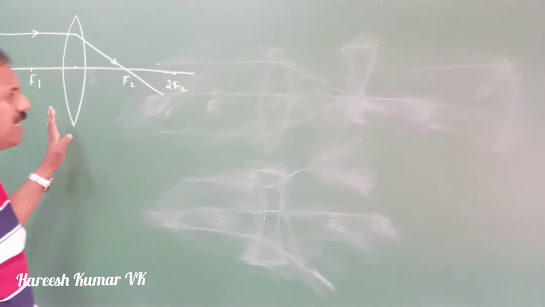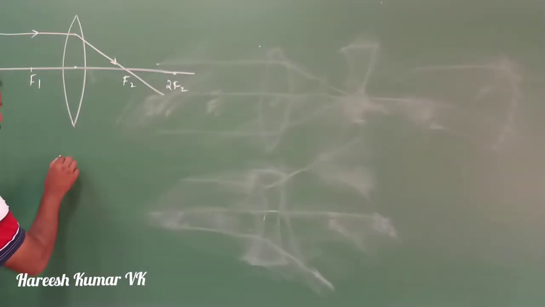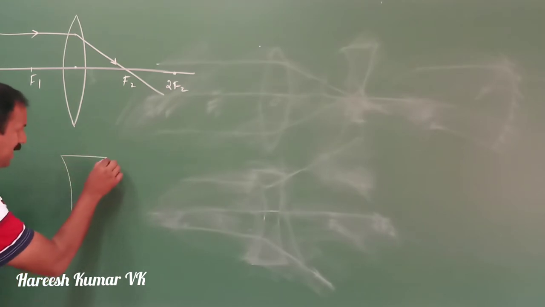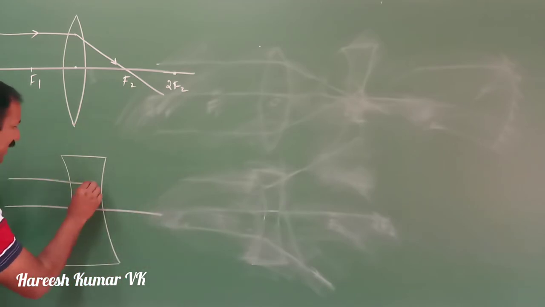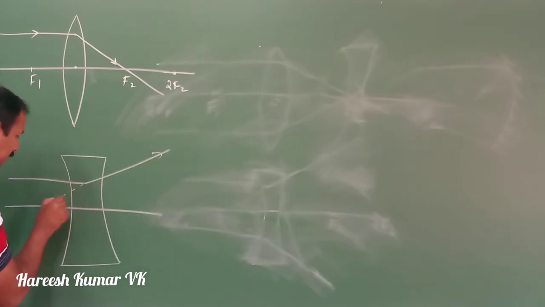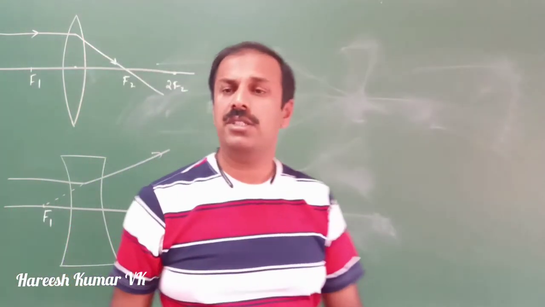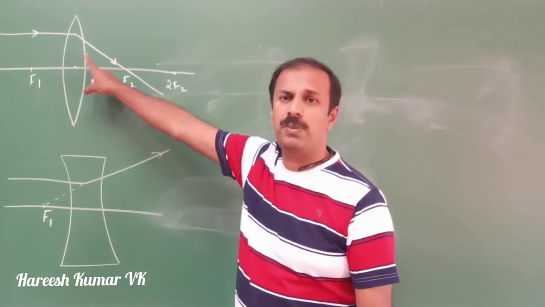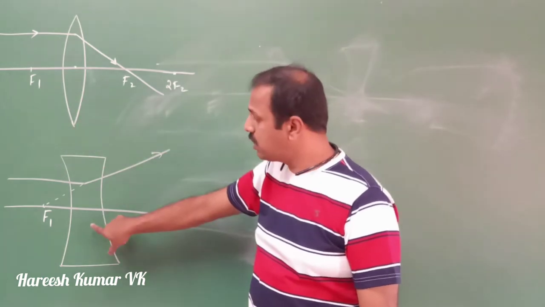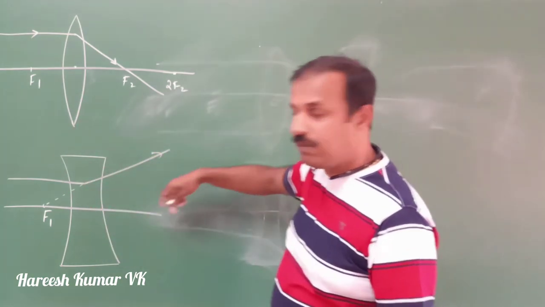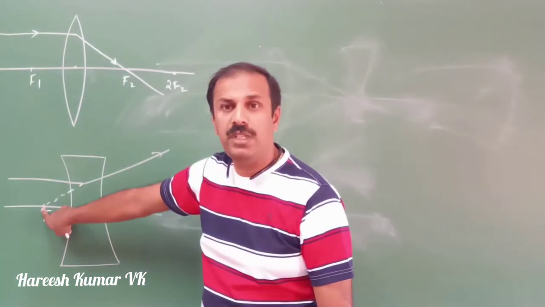Now if the same situation happens for concave, how will it be? The ray which is coming parallel to the principal axis will diverge like this, as if from the focus F1. So this is the first type of ray. The ray coming parallel to the principal axis will pass through the principal focus in the case of convex. In the case of concave it will diverge like this. When you extend the diverging light backwards, you will see that it appears to diverge from this point.